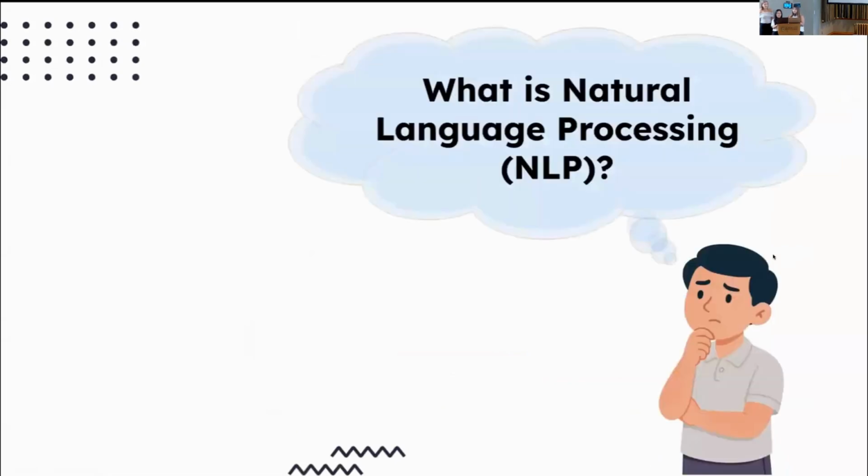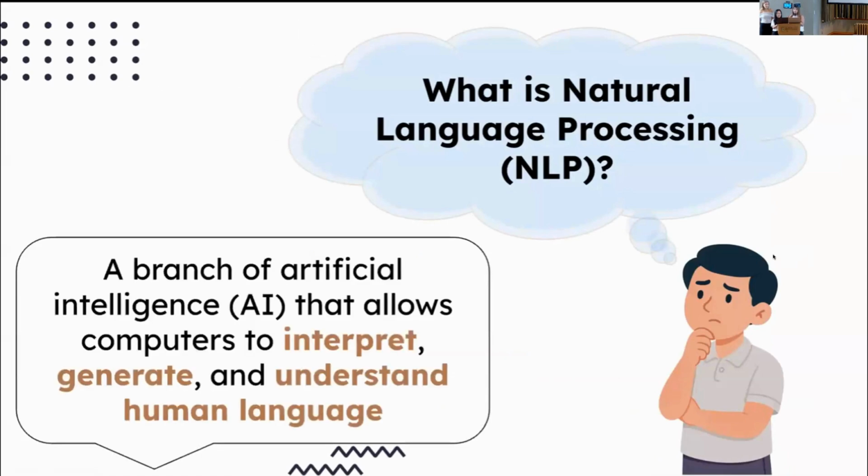But before we continue, let's first remind ourselves what natural language processing, or NLP, is. NLP is a field of AI that allows computers to interpret, generate, and understand human language. In the context of mentorship, NLP can help us parse through resources to identify common themes and barriers, which can ultimately better inform mentorship initiatives.